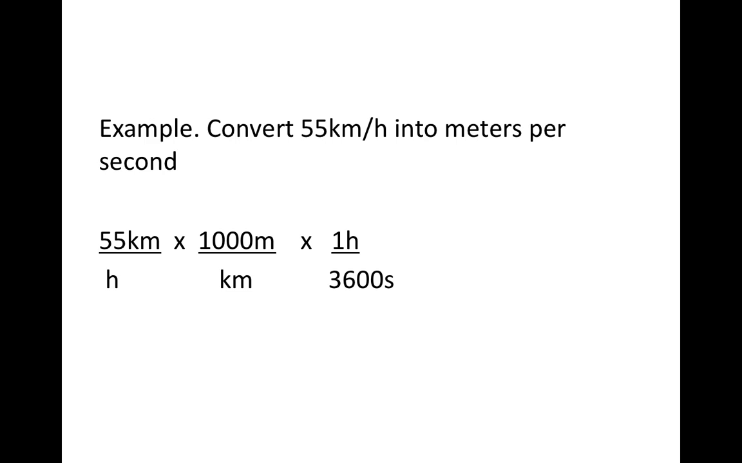For example, convert 55 kilometers per hour into meters per second. So we go 55 kilometers per hour times 1,000 meters per kilometer times 1 hour per 3,600 seconds, which equals 55,000 meters over 3,600 seconds. And we divide and get 15.3 meters per second.